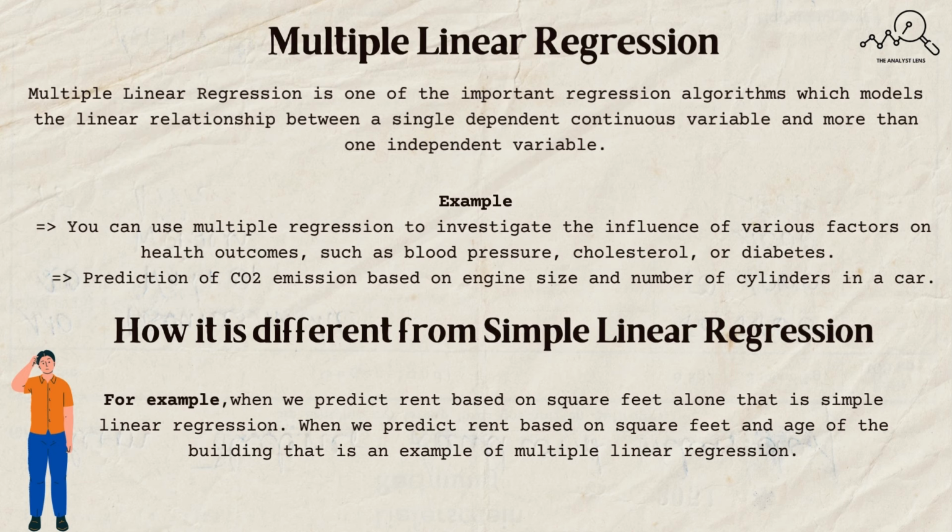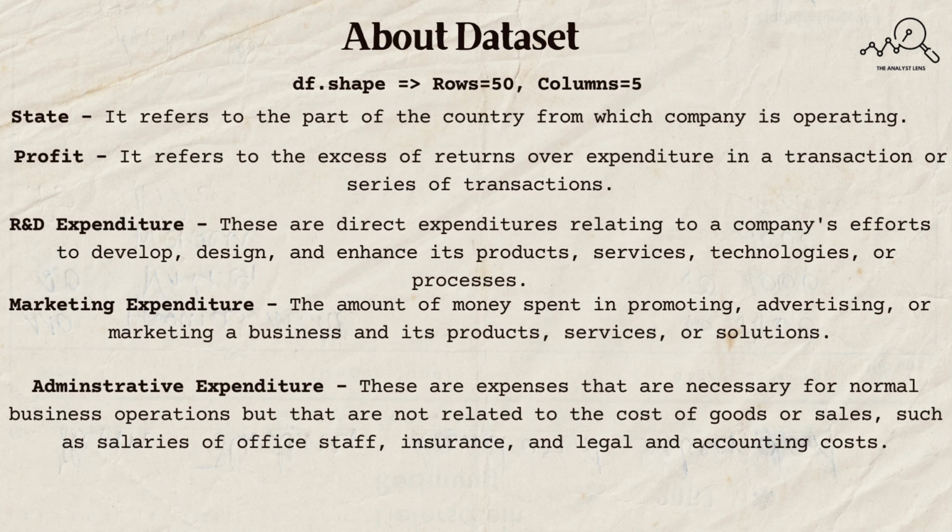So now let's consider an example of multiple linear regression. As we can see here, 5 columns are given: state, profit, research and development expenditure, marketing expenditure and administrative expenditure. Here we can clearly see that our target variable is profit.